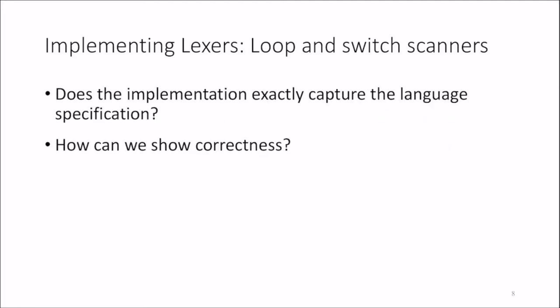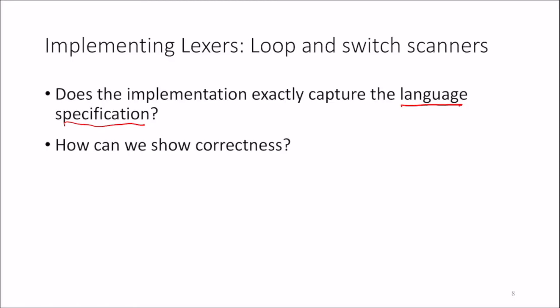As a compiler writer, there are two properties that I would like to see in an implementation of a lexical analyzer that isn't captured by a loop and switch scanner. We want to know if the implementation actually captures the language specification. So if you look up the language specification, it should tell us what the tokens are and what they should look like.